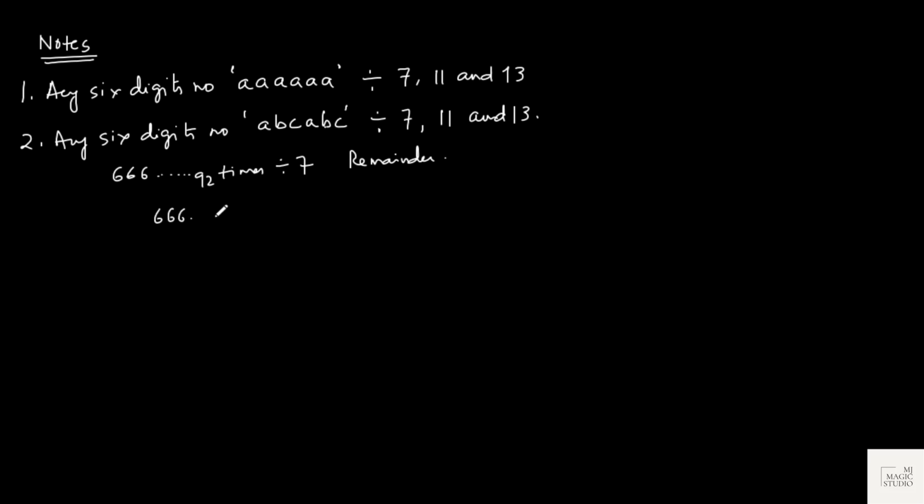That means 666 written 90 times plus 66. This number can be written as 666 written 90 times into 100 plus 66. This is the number. Now we know that first part is divisible by 7. We just need to check that what is the remainder when 66 is divided by 7. So when 66 is divided by 7, remainder is 3. So answer would be 3. That 666 written 92 times when divided by 7 leaves remainder 3.